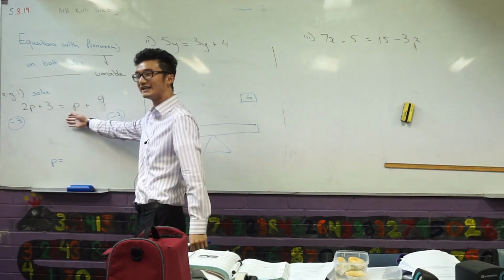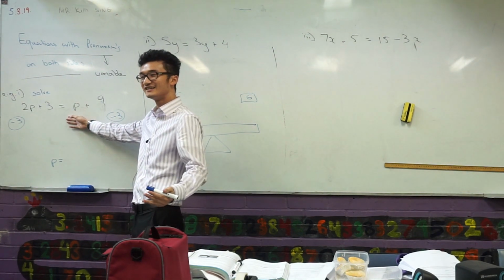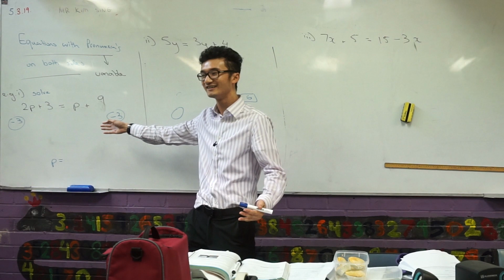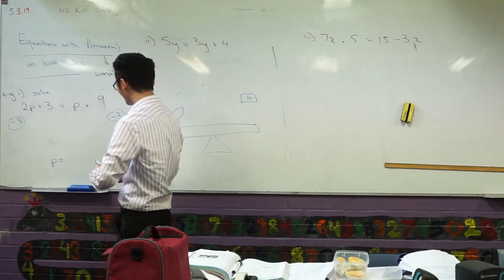Let's take away one of those pies from each side so it's balanced. But what does that actually mean algebraically? What happens when I'm eating a pie? I take it away. I'm subtracting.